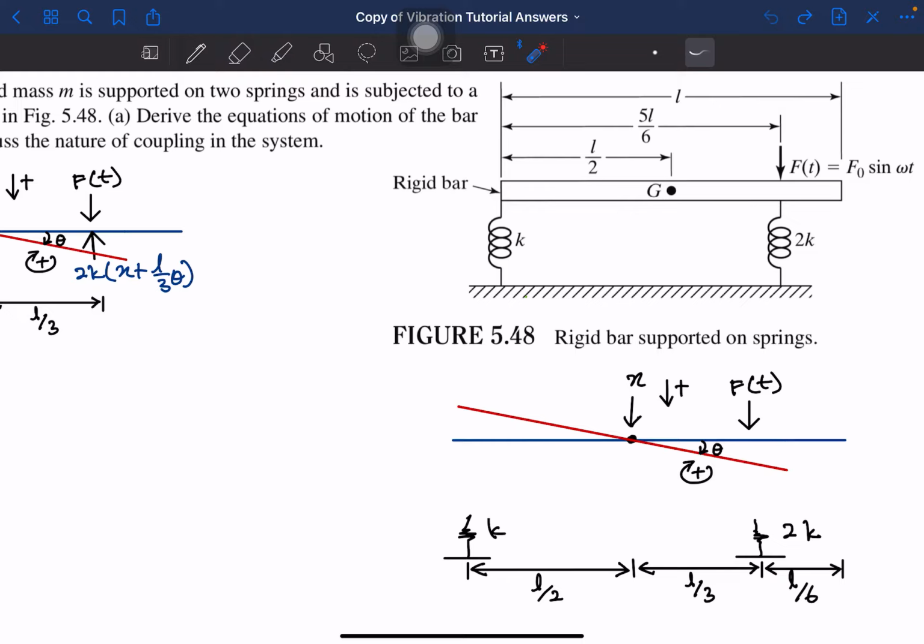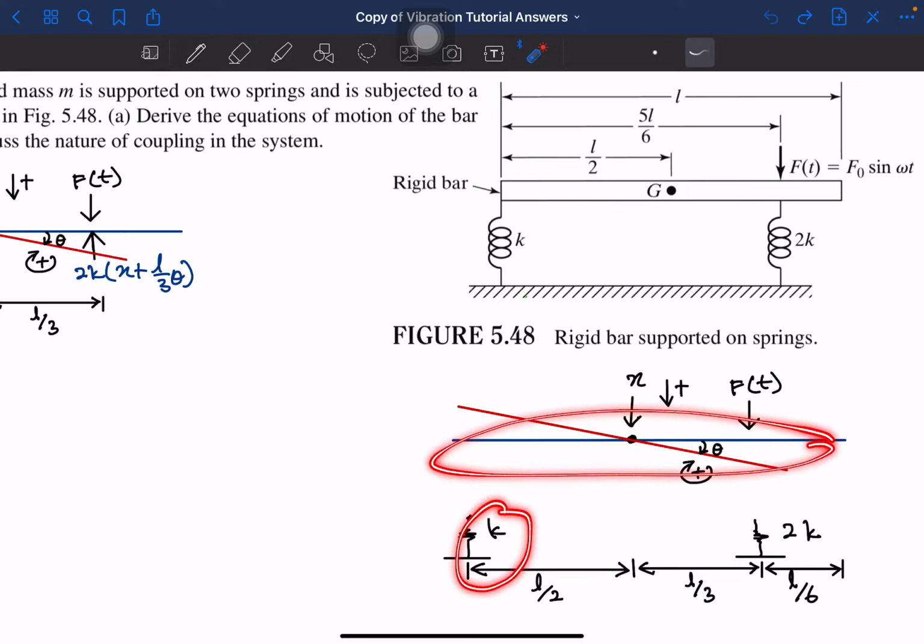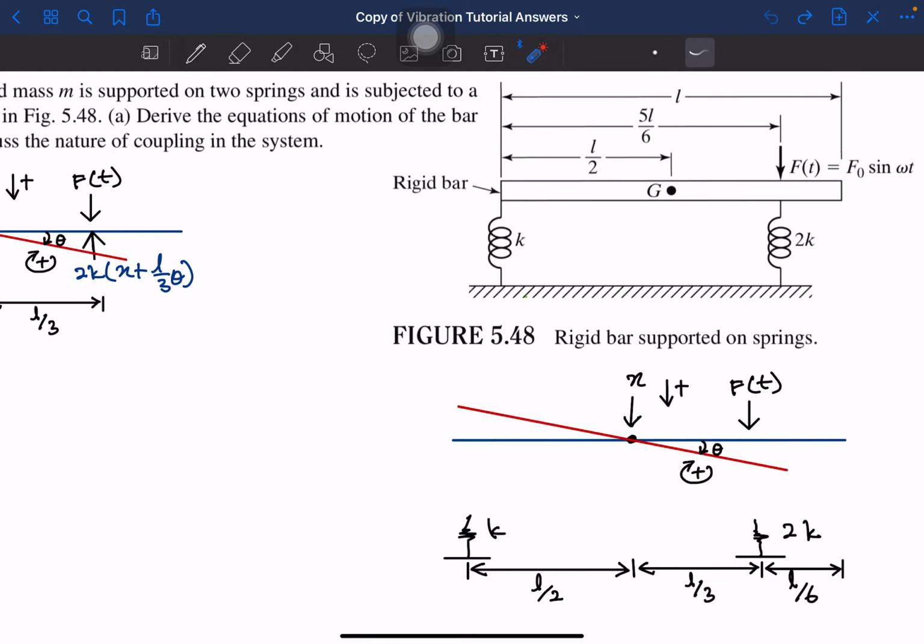of K and 2K to the center. So given here, this rigid bar is supported by K and also 2K. Since we are going to do FBD, we are going to detach the springs or the dampers if there are any. For this question, there are no dampers, there are only springs. So we are going to detach the springs from the body. See how I detach it? Remember, if you are going to do FBD, always separate dampers and springs from the body.